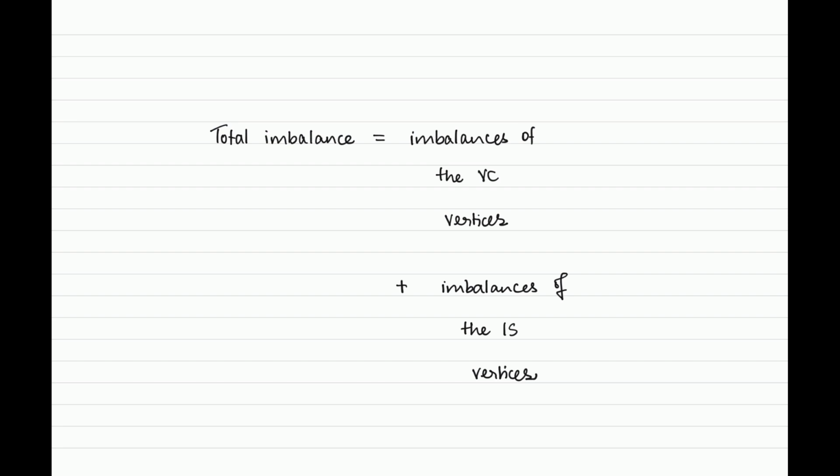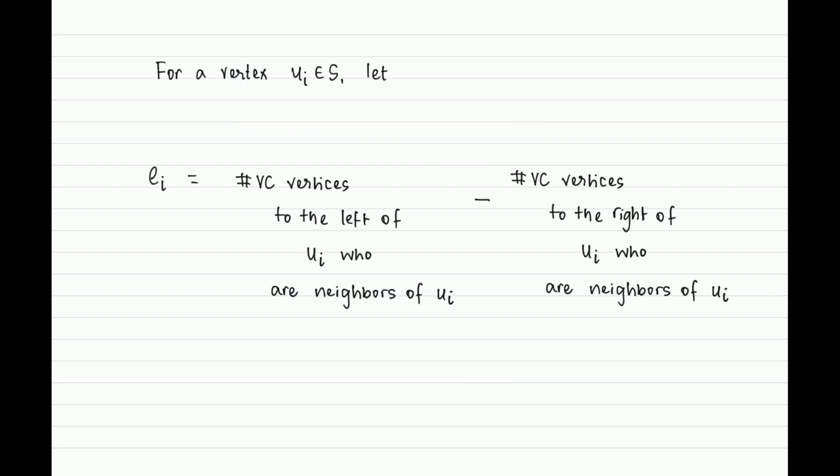So let's try and understand how we can compute the imbalances of these two categories of vertices one at a time. So as far as the vertex cover vertices are concerned, a lot of their imbalance is already predictable, because remember, we guessed the relative ordering of the vertex cover vertices. So we already know how many neighbors of vertices in the vertex cover fall to their left and right as far as other vertex cover vertices are concerned, right? So every vertex in the vertex cover has two kinds of neighbors: either neighbors that are also in the vertex cover or neighbors that are in the independent set.